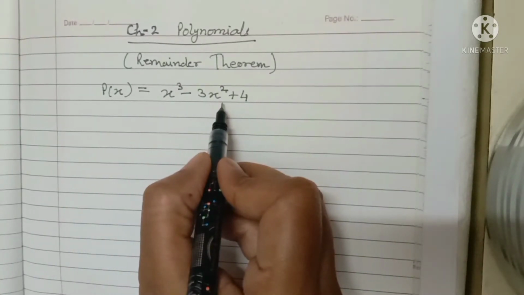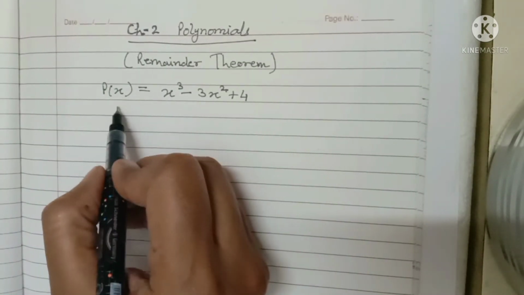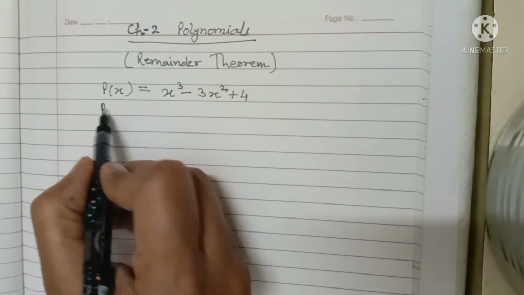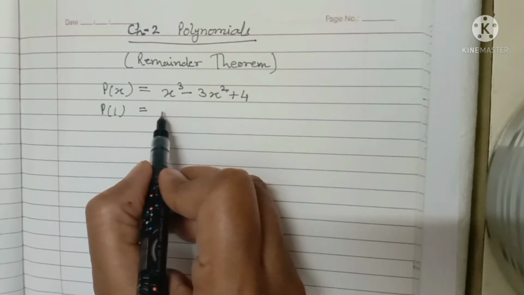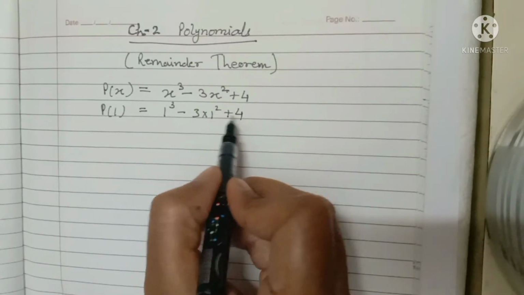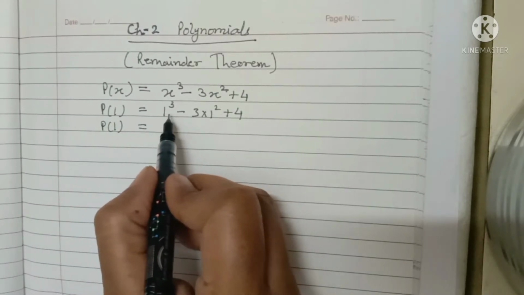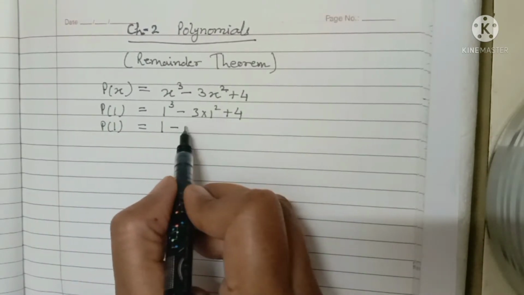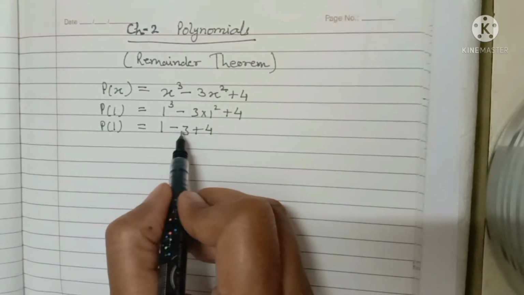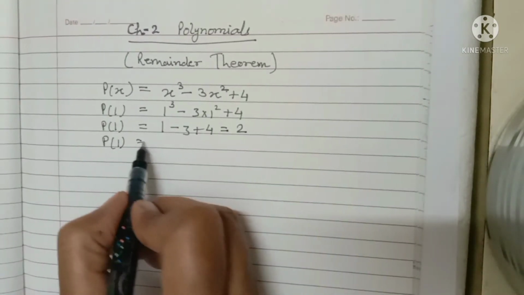This is a polynomial, and we have to find what the polynomial becomes for different values of x. Suppose x is equal to 1, so P(1) is equal to 1 cube minus 3 into 1 square plus 4. This becomes 1 minus 3 plus 4, that is 4 plus 1 is 5, minus 3 is equal to 2. So you will get the value P(1) is equal to 2.